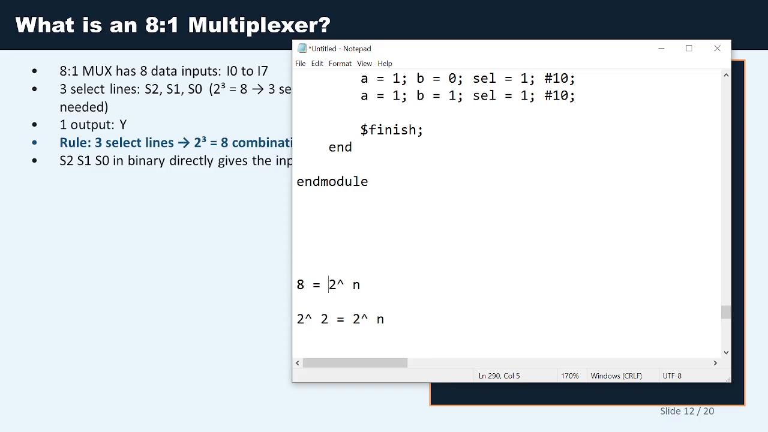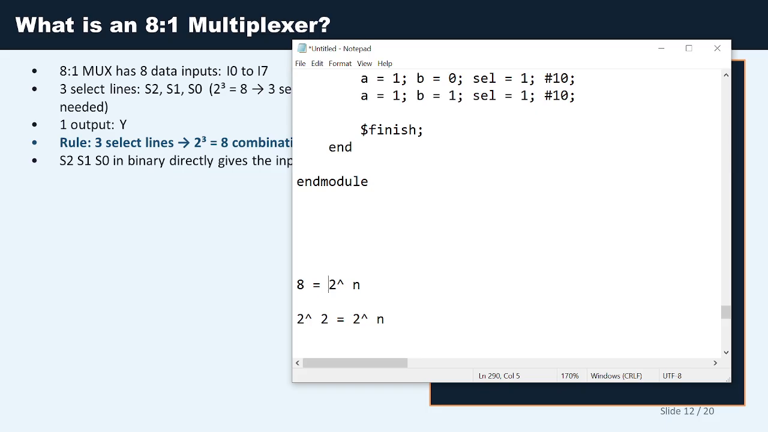To equate this equation, what will be the n value? Like, what is the 2 power 0 value? 2 power 0 value is 1. 2 power 1 is 2. 2 power 2 is 4. Then 2 power 3 will be 8, right? So if you have 8 inputs, then the n value becomes 3, right? Why? Because 2 power 3 is equal to 8.